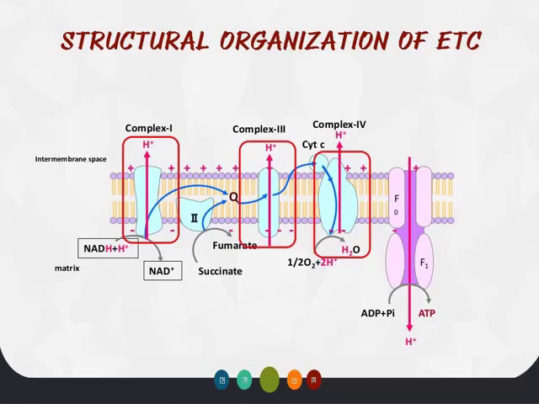Now from complex 3, the electrons will be transferred into complex 4. Complex 4 consists of the pigment-like material called cytochrome C. Again, the cytochrome C will get oxidized, and ultimately, in the presence of oxygen, they will release water and energy in the form of ATP, which will be seen.